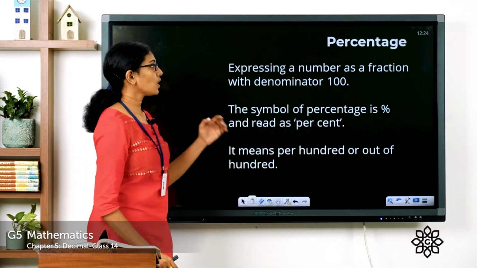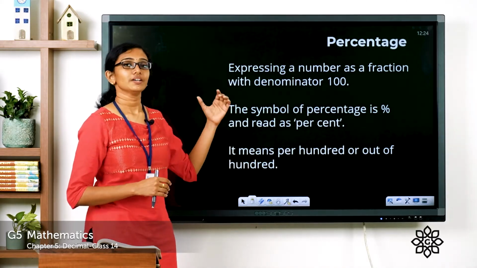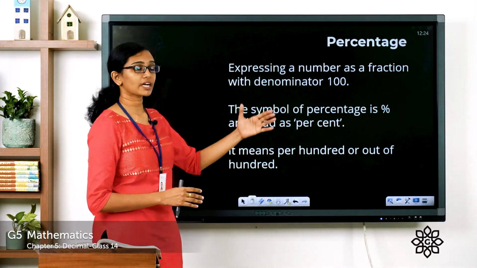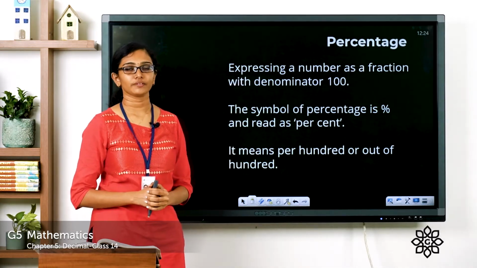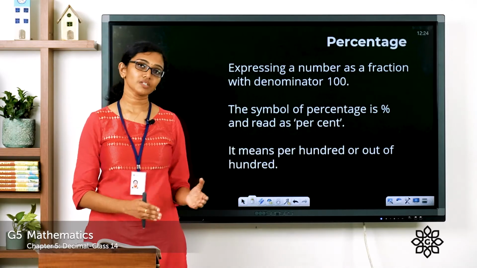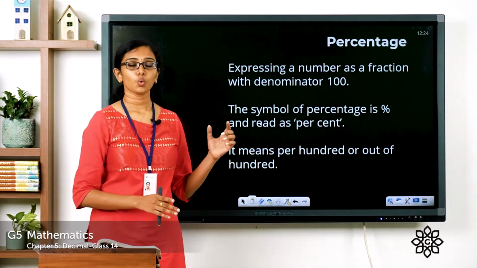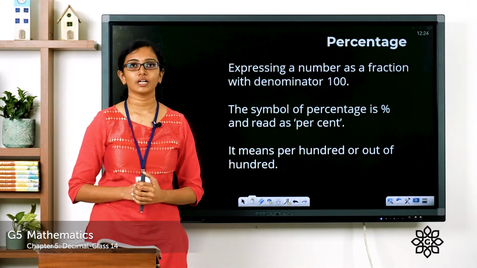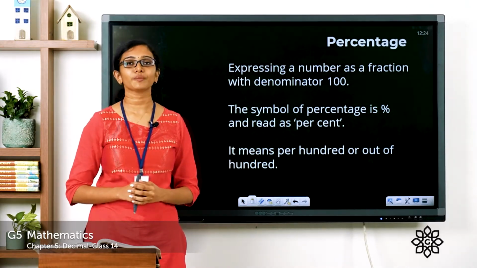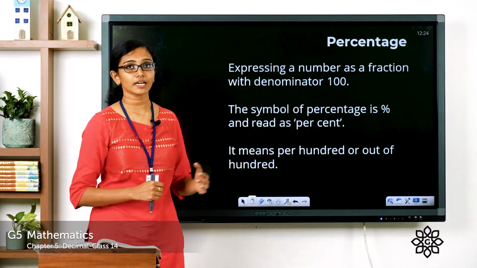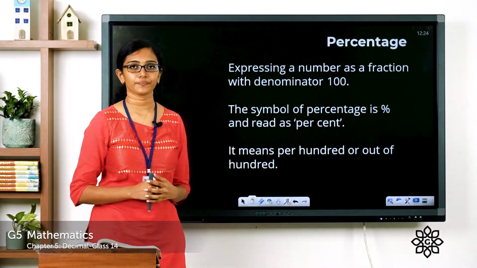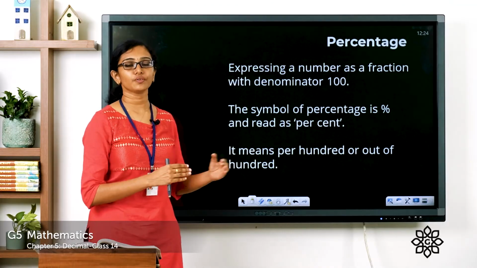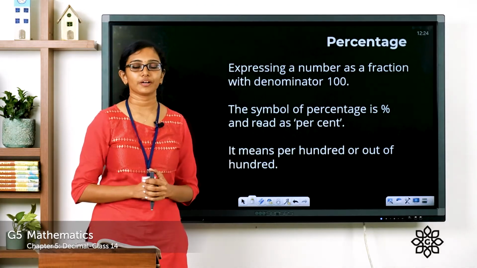See, in all these cases, we represented or expressed the number of boxes shaded as a fraction with denominator 100, right? So when you express a number as a fraction with denominator 100, it's called percentage. The word percentage comes from the Latin word per centum, where centum means 100. So when you say percentage, it means per 100 or out of 100.